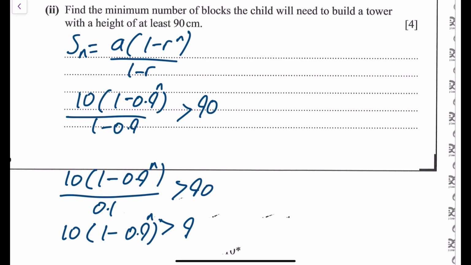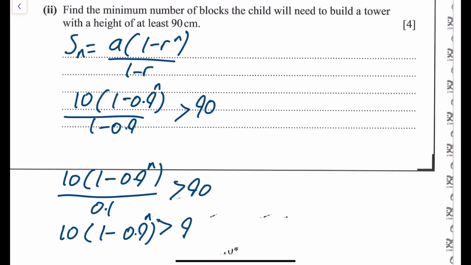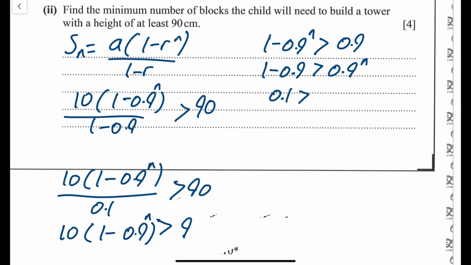And then what could we do? We could then just divide across by the 10, I suppose. So 1 minus 0.9 to the power of n is going to be greater than 0.9. And then we'll do a wee bit of switching around here. You'll have 1 minus 0.9 is going to be greater than 0.9 to the power of n, which is just 0.1 is greater than 0.9 to the power of n. I'm just going to write that the other way around with my arrow pointing this way. I just don't like working with my n on the right hand side.